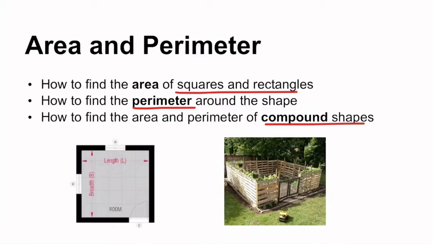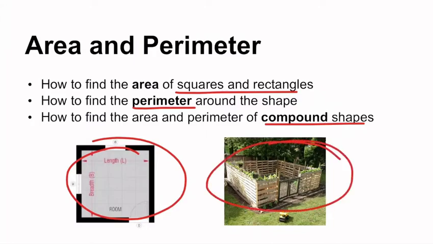Area and perimeter are two topics that come up in our everyday lives. For example, we might need to find the area of a room to work out how much flooring we need, or we might need to work out the perimeter around a piece of land for fencing, for example. So let's get right into this.